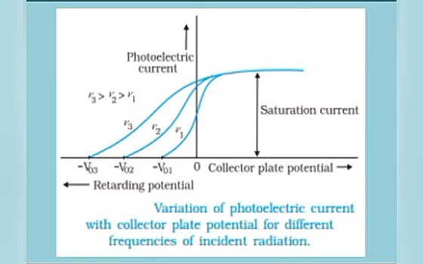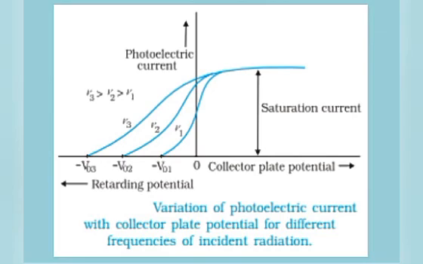V01 is the stopping potential for frequency nu1. V02 is the stopping potential for frequency nu2. Similarly, V03 is the stopping potential for nu3. Here the frequency nu3 is greater than nu2 and nu2 is greater than nu1. For maximum frequency nu3, the stopping potential value is greater, and for minimum frequency nu1, the stopping potential value is smaller.